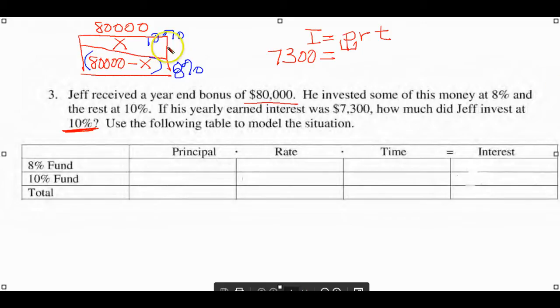So what was the principal invested at 10%, or the amount? And we're saying that is x. Now, what was the percent? Well, we said again that was 10%. And the time is 1 year, so that doesn't change. So our interest will be 10% of this unknown amount.